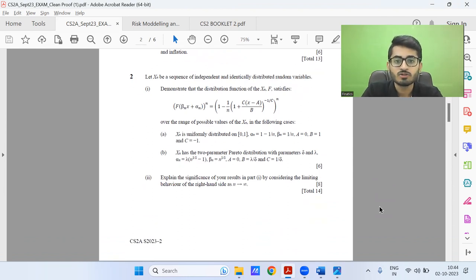Let Xn be a sequence of independent and identically distributed random variables. Demonstrate that the distribution function of Xn satisfies this, where F is nothing but the CDF basically. So it should be in the form of 1 minus 1 by n whole into 1 plus c(x minus a) by b whole to the power minus 1 by c whole to the power n, and so on. Xn is uniformly distributed on 0, 1. They have given alpha and beta and a, b, c.